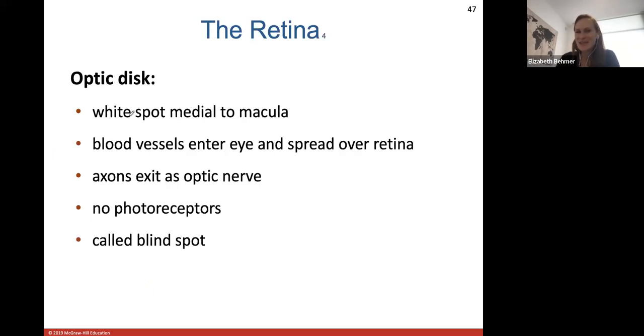The optic disc then is the white spot just medial to the macula, and the optic disc is where all of your blood vessels enter the eye and spread over the retina. The axons will then exit as the optic nerve. And because we have blood vessels entering here, there are no photoreceptors, and we call this the blind spot of the eye. And I'll show you a picture.